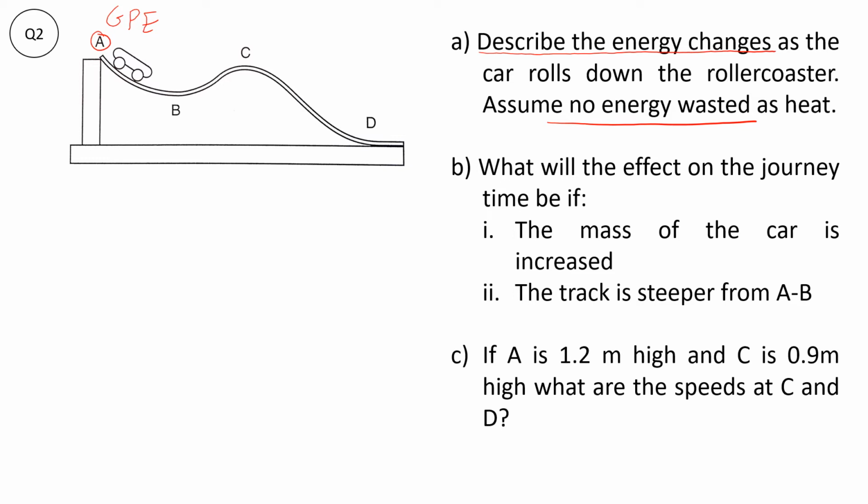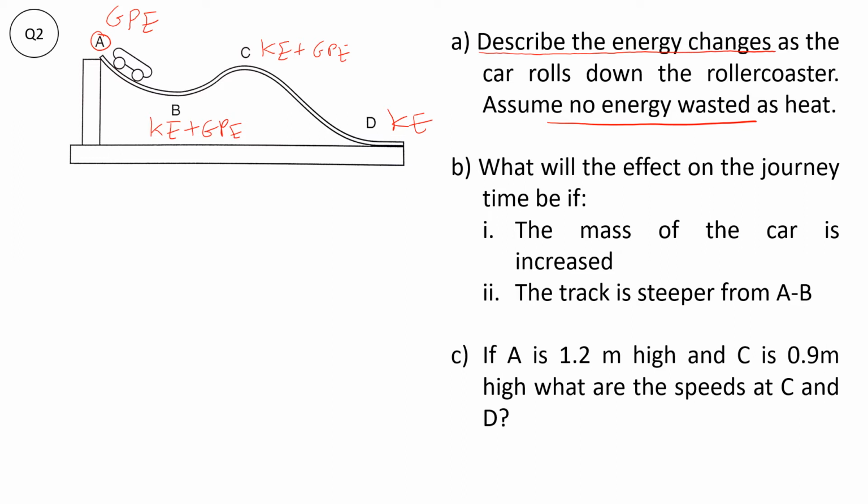As it rolls down the ramp to B, it picks up some KE, but it still has GPE because it's above the ground. As it goes up to C, well, it has slightly less KE than it did at B, and slightly more GPE. And then as it rolls down to D, all of the energy becomes KE. Okay. B says, what will the effect on the journey time be if the mass of the car is increased? Well, it makes no difference. The mass of the car makes no difference.